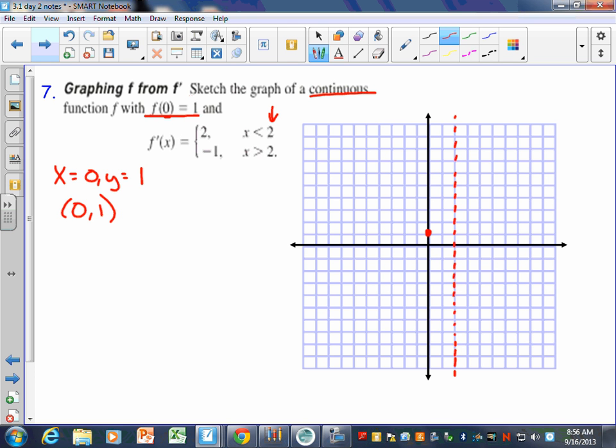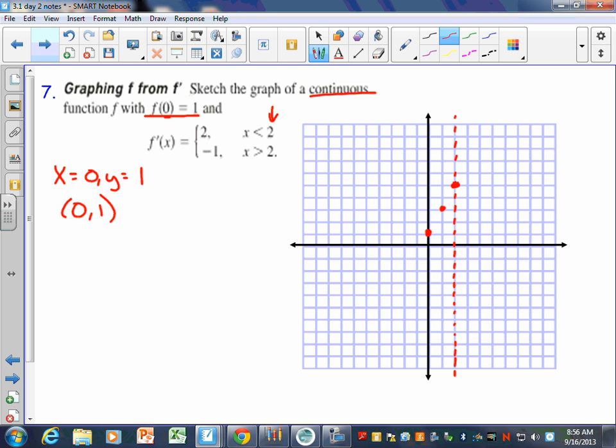So to the left of this, what is my derivative? When x is less than 2, my derivative is 2, right? You can't just make a line at 2 because of this point right here. But can we make, from this point, a slope of 2? By just going rise 2, run 1? And I can do that. I can go rise 2, run 1. Rise 2, run 1. And then I'm just going to make a solid dot right there for now.